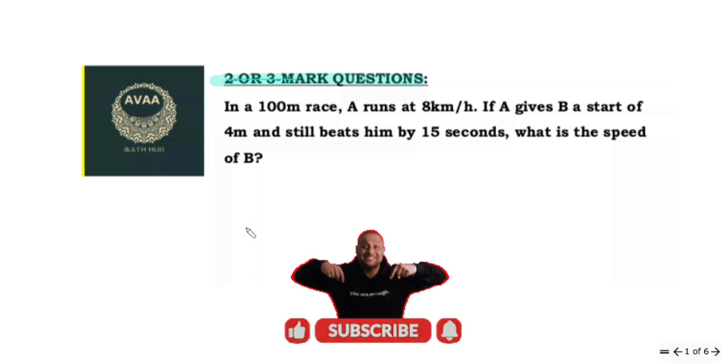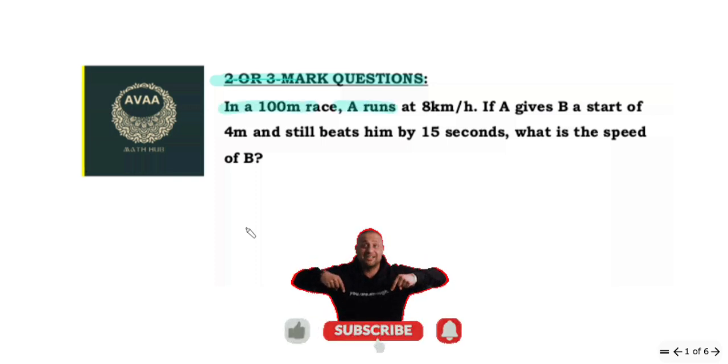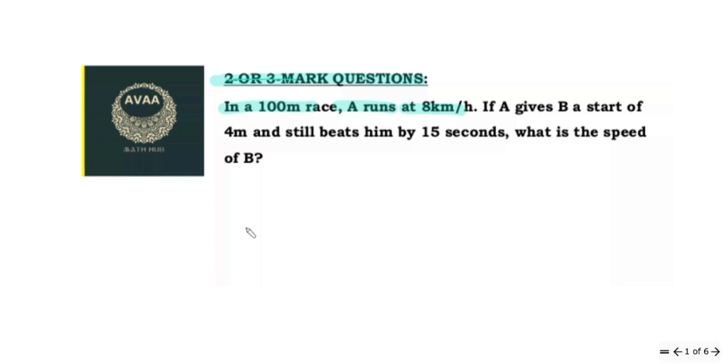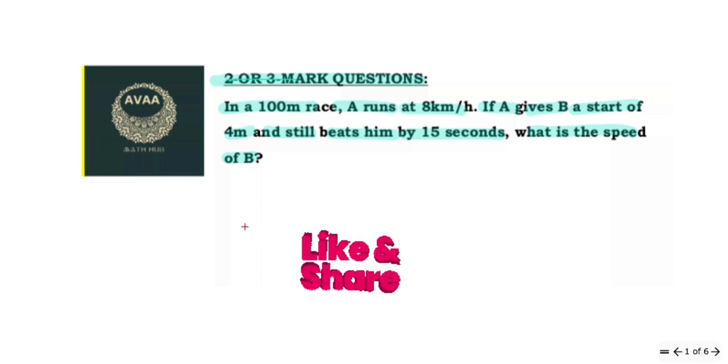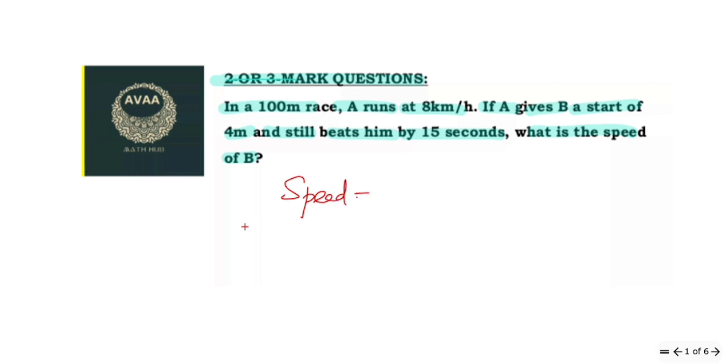2 or 3 mark questions. In a 100-meter race, A runs at 8 km per hour. If A gives B a start of 4 meters and still beats him by 15 seconds, what is the speed of B? So, we must know about our speed. Speed is actually nothing but distance over time.